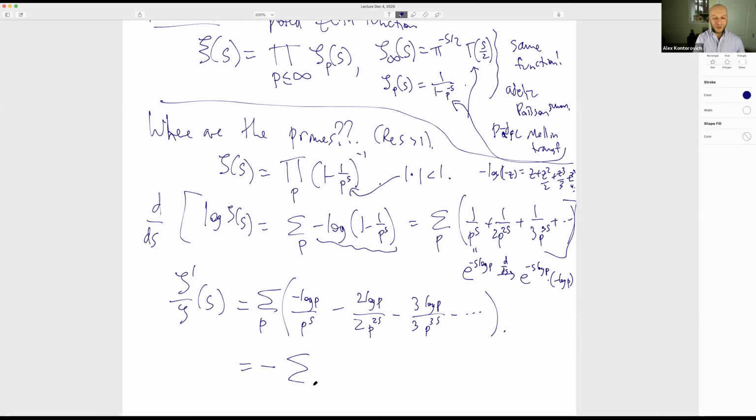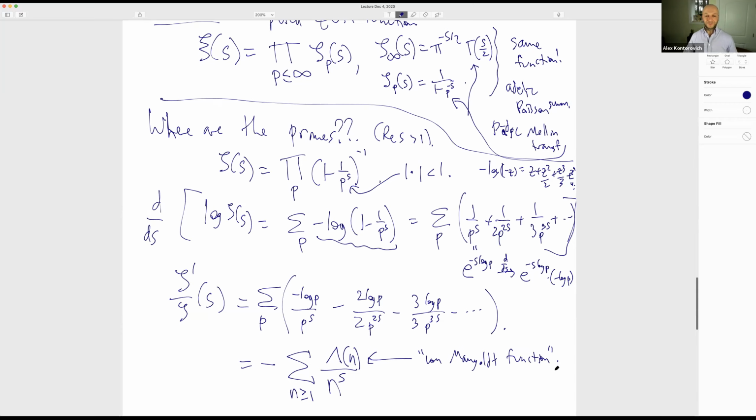And let's write this as a sum over all integers and capture which integers arise with a coefficient. Let's call this lambda of n. So this is the multiplicity with which n to the minus s arises here. This is called the von Mangoldt function.